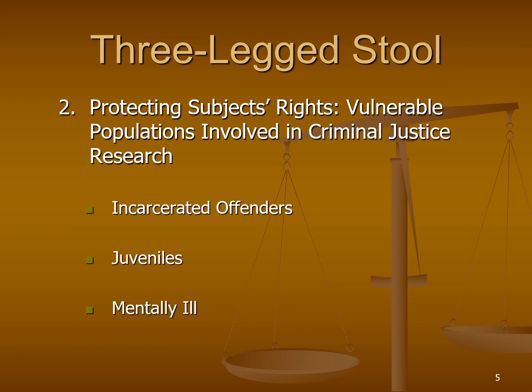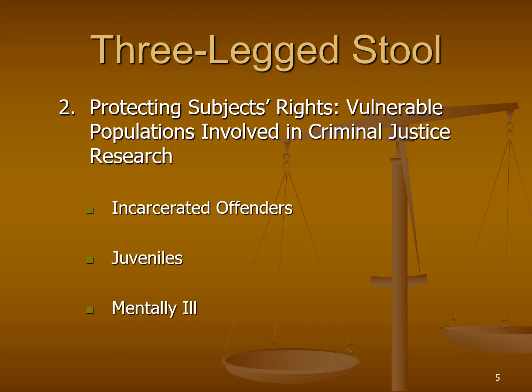The second leg of our three-legged stool is protecting the subject's rights. Now, I mentioned previously that we work with vulnerable populations. Well, what are these vulnerable populations? Whenever you're looking at ethical research, three groups of individuals are deemed to be vulnerable, meaning that in order for them to participate in a research study, we need to take extra steps to make sure that they are participating in a voluntary fashion and they have what is known as a very important term, informed consent.